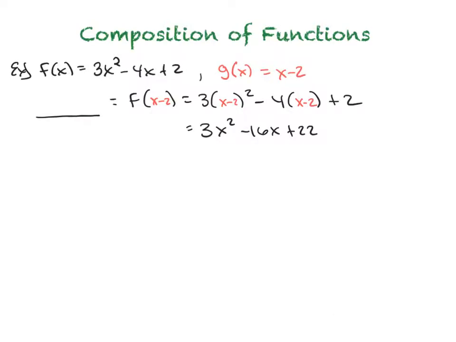There we go. So again, I have the same f of x, still 3x squared minus 4x plus 2. And if you look on the second line, this was what we had a minute ago. F of x minus 2 is, well, take the x minus 2 and plug it in place of the x's. So 3 times x minus 2 all squared minus 4 times the quantity x minus 2 plus 2. And here's what we got for our answer: 3x squared minus 16x plus 22.